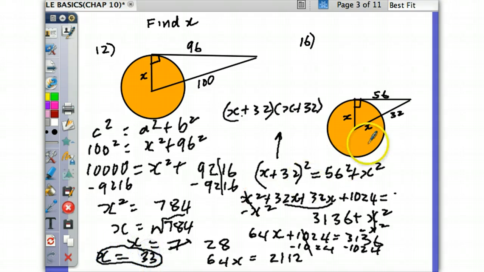All right, so the trick here is just to realize that this hypotenuse has two parts with x plus 32, and that has to be all squared, and then a little bit of foiling here. I'm going to give you a worksheet. I'd like you to work on that worksheet for your homework.